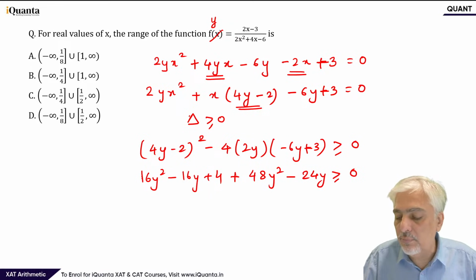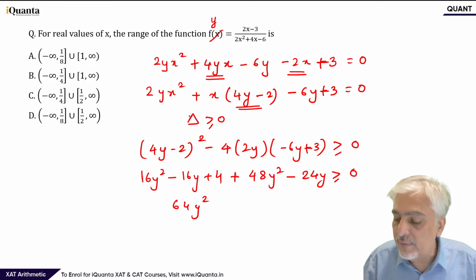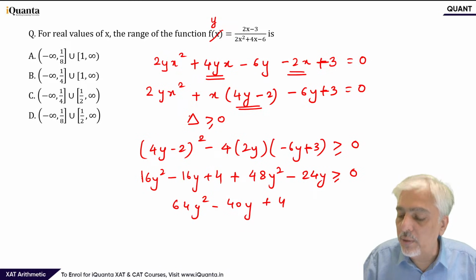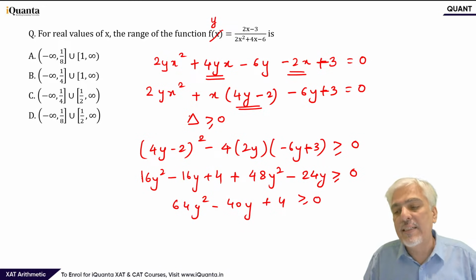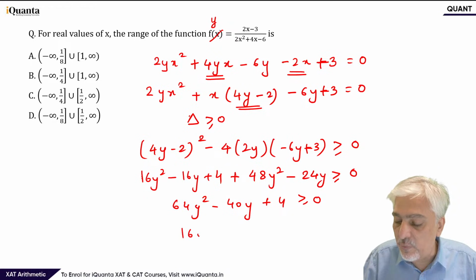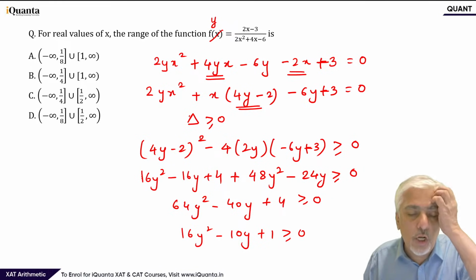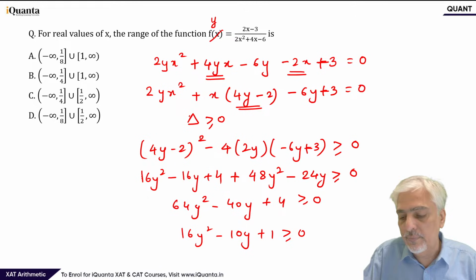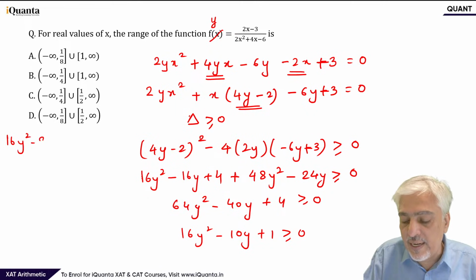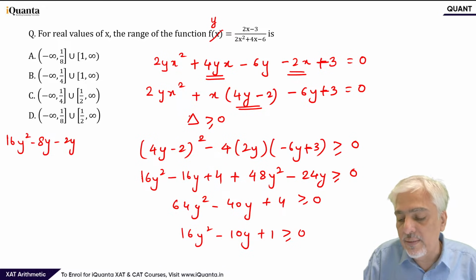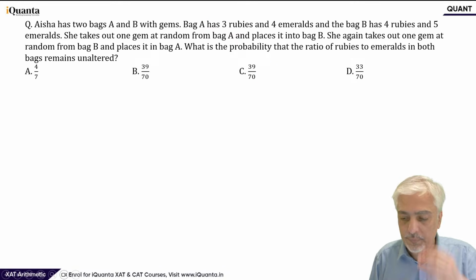So 16 plus 48 is 64y square minus 40y plus 4 greater than or equal to 0. Divide by 4, you'll get 16y square minus 10y plus 1 greater than or equal to 0. You can solve the quadratic by splitting the middle term. 16y square minus 8y minus 2y plus 1 greater than or equal to 0, right?